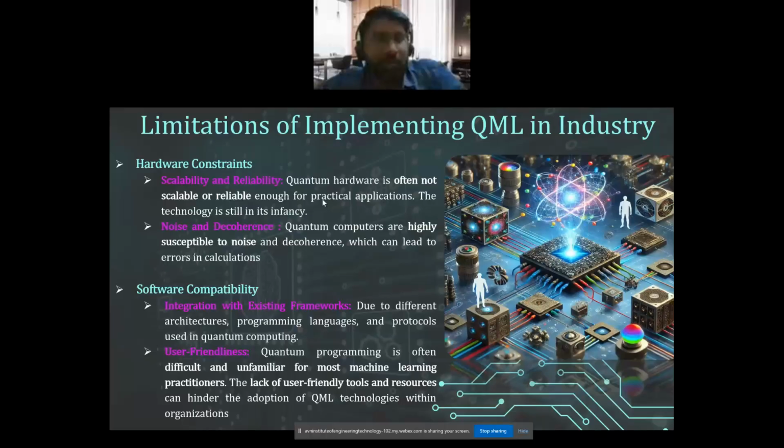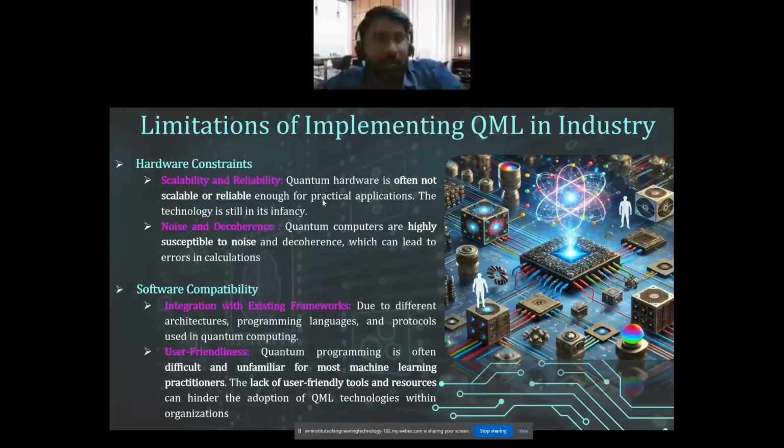I mean, the user friendliness is not there in quantum programming. So it's difficult and unfamiliar to most machine learning practitioners, right? So we need to invest in the learning part, or we need to have high expertise, right? Then only the user friendliness will improve.